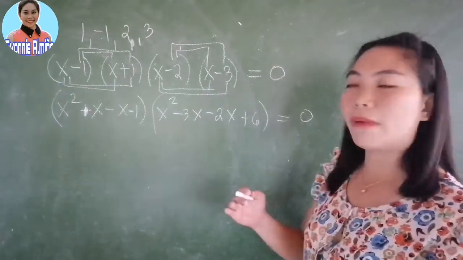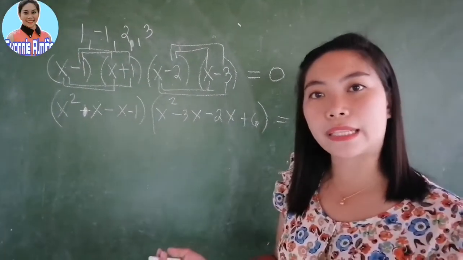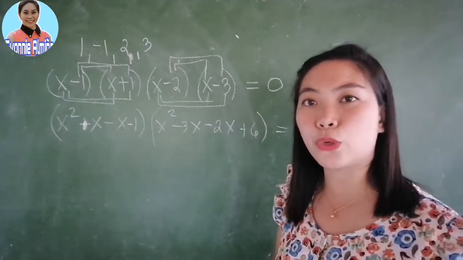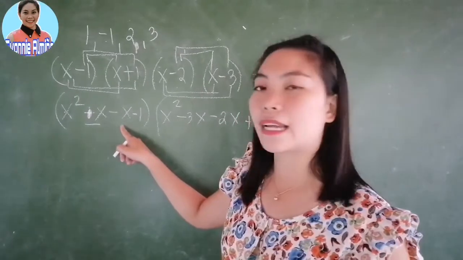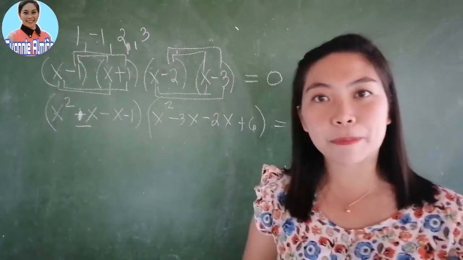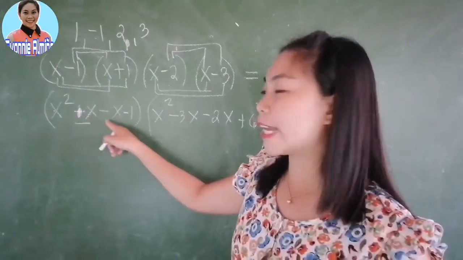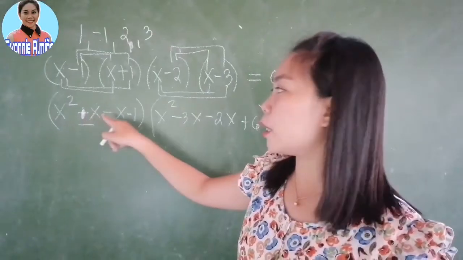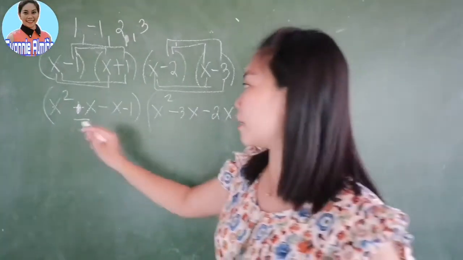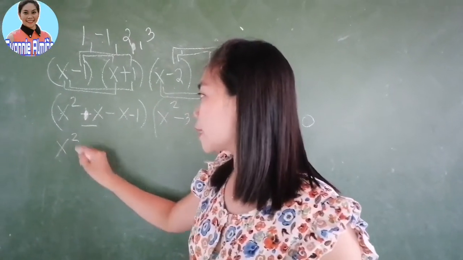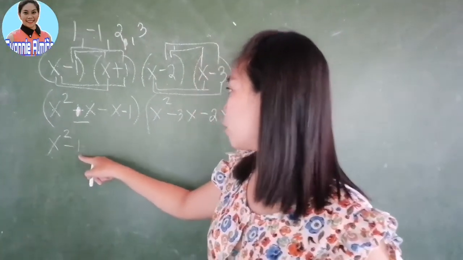Where are the like terms here? What do we do with like terms? Of course, we have to combine them. Like this one, positive x and negative x are like terms, but with different signs. So, positive 1 minus 1, of course, that is equal to 0. So, we only have now x squared minus 1.